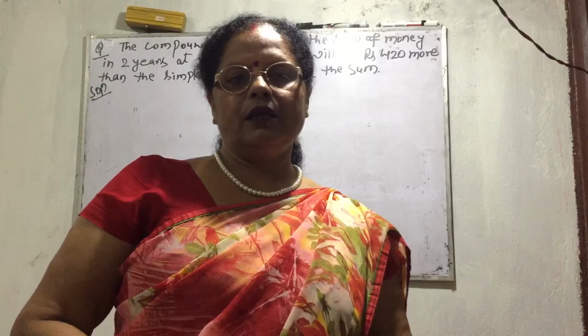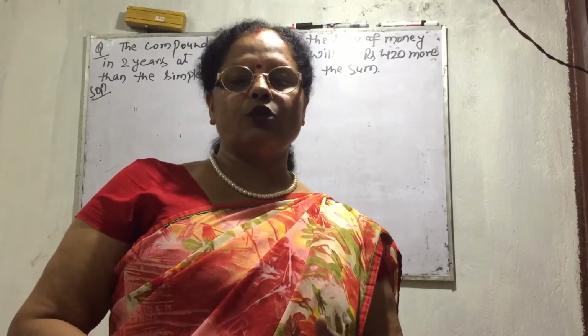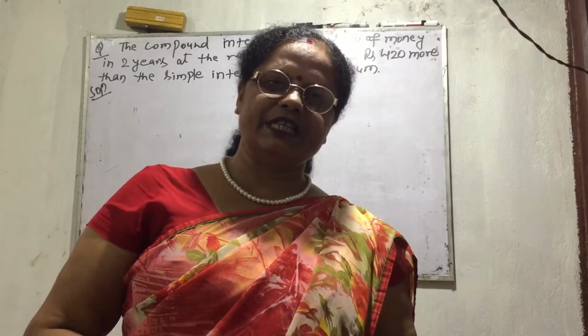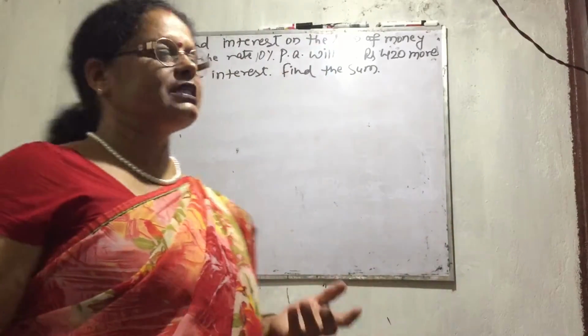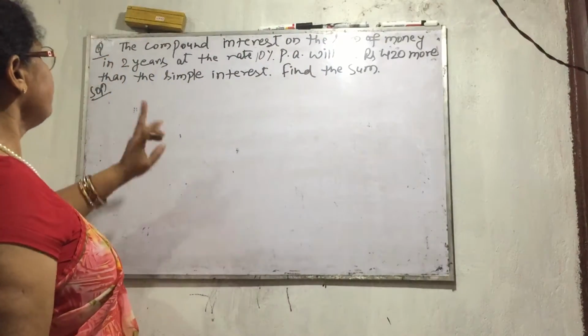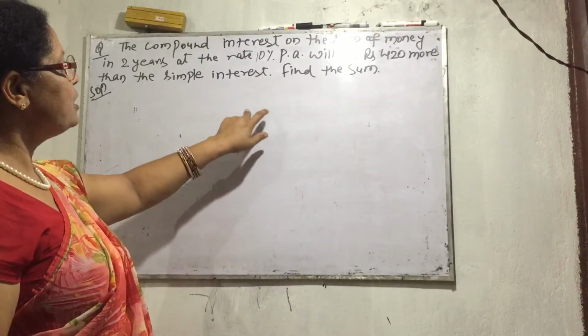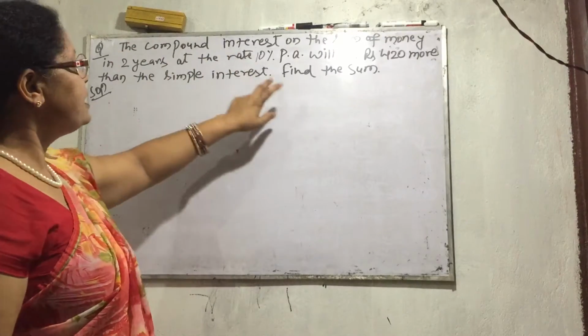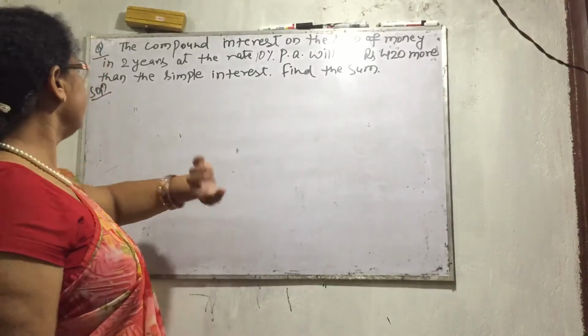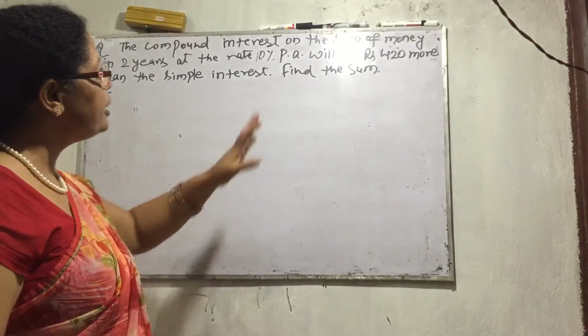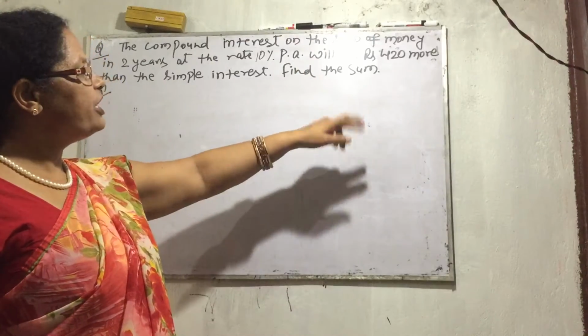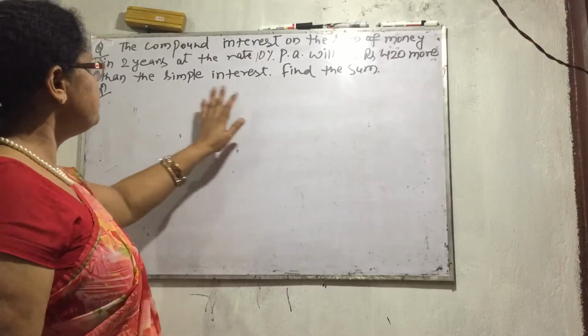I am solving some problems from compound interest nowadays, and one more problem I have taken from that. Let's see the question. Question is given: find the sum of money on which the compound interest in 2 years at the rate of 10% per annum will be rupees 420 more than the simple interest.